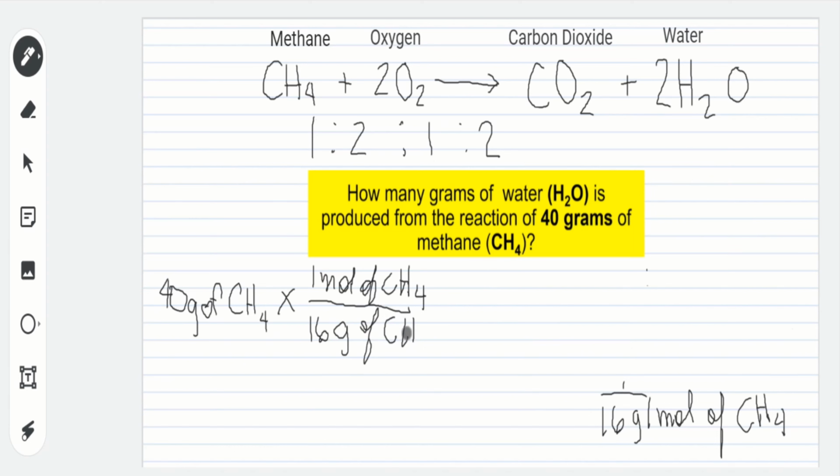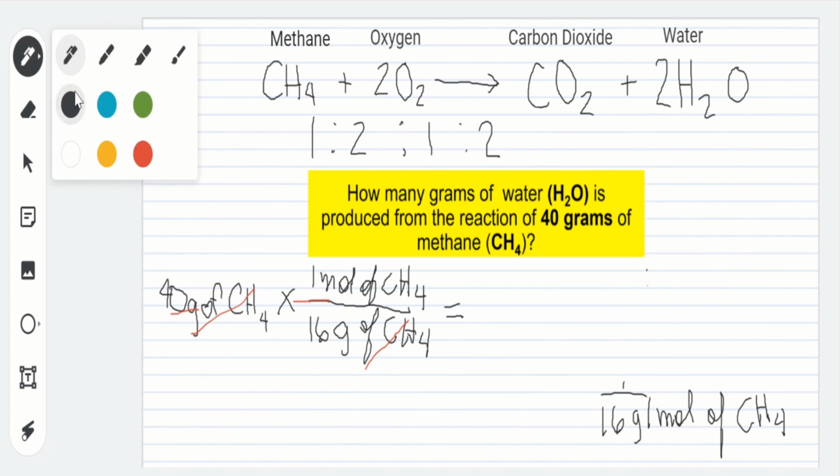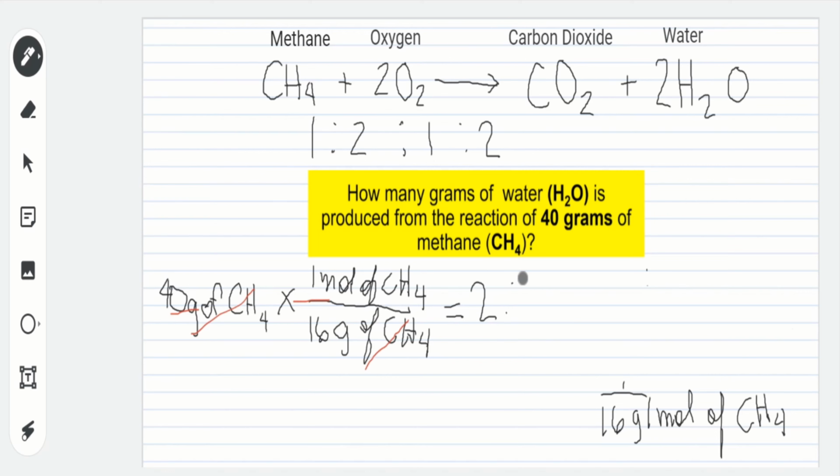So, ang magiging sagot natin dito, makakancel yung unit na grams of methane. 40 times 1, that's simply 40. 40 divided by 16, that gives us 2.5.